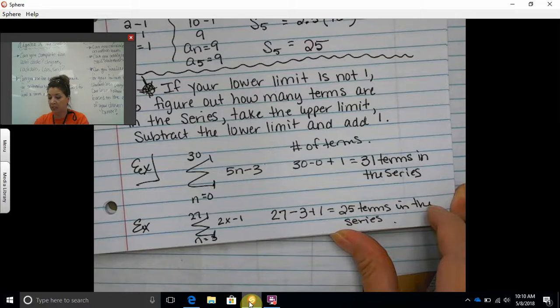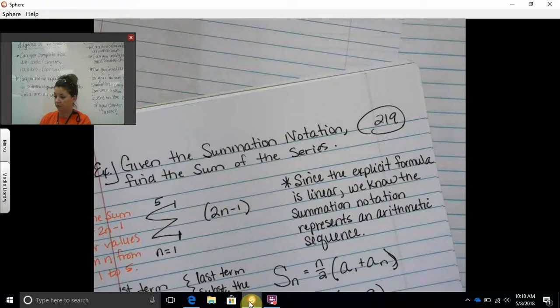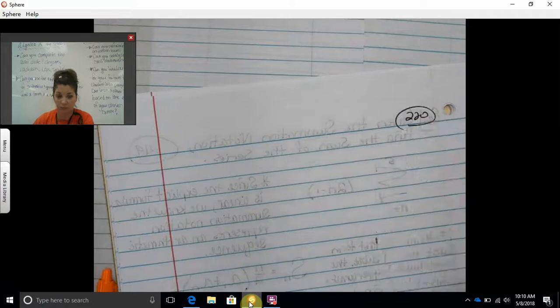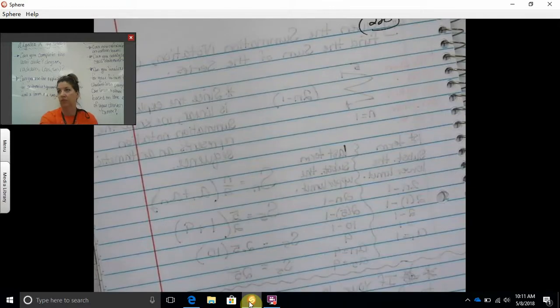Let me see if I can get 2 more in, and I'm not going to give you homework. Page 220. Find sum of series. Oh, I don't use back sides anymore.